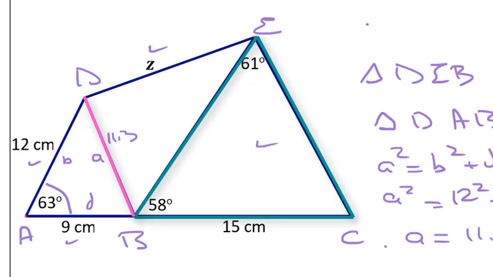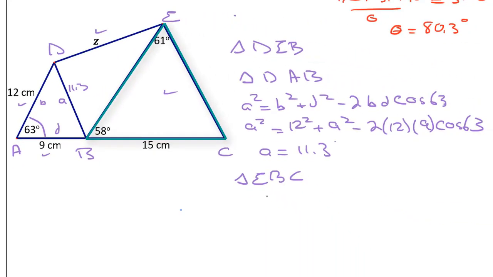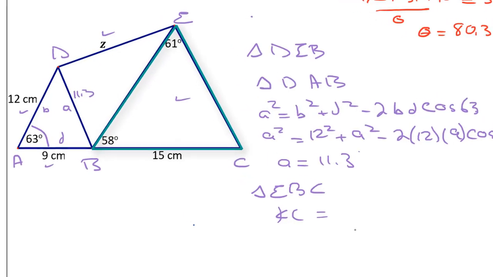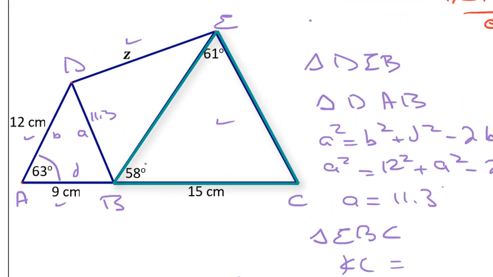Now let's focus in on triangle EBC. I can calculate angle C because all three of the angles on that triangle have to add up to 180. If I add 58 and 61 together, I get 119. Subtract that from 180, I get angle C equaling 61. And that helps us quite a bit because now I can see that this is an isosceles triangle. These two angles are equal, which means that the length of this side and this side are the same. So now I know that that's 15.